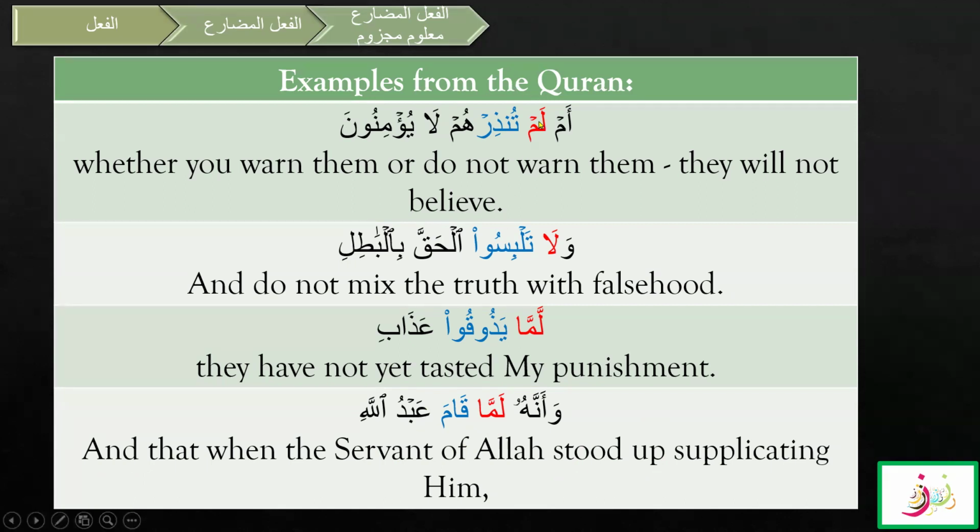So these are the examples. We can see that all the fi'l mudari words change their forms. This one is changed into sukoon, and here the noon is dropped when we have applied the adat al-jazm.